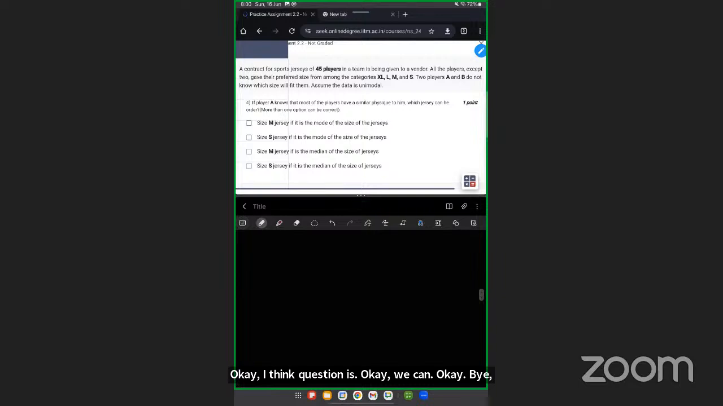So see, they are saying a contract for sports jerseys of 45 players was given. Okay, the team is being given to a vendor. All the players except two give their preferred size from among the categories XL, L, M, S. Two players A and B do not know which size will fit them. Okay, so they are saying player A knows that most of the players in this group have a similar physique to him.